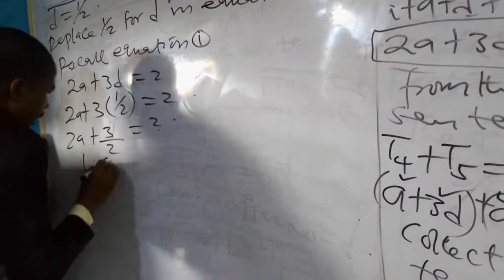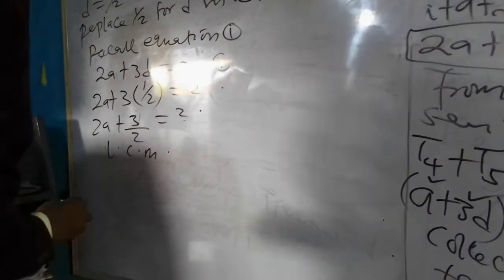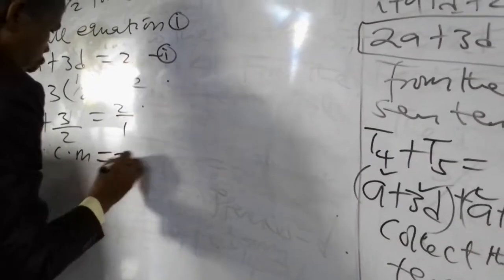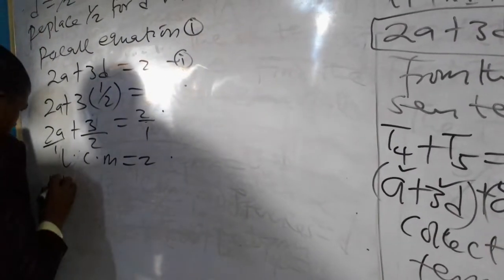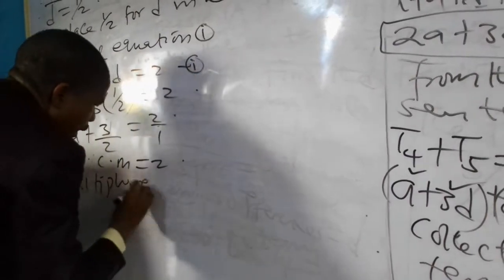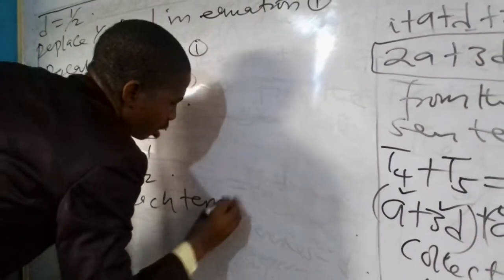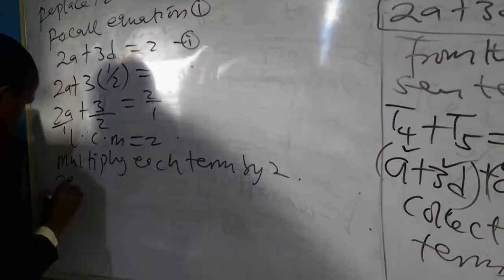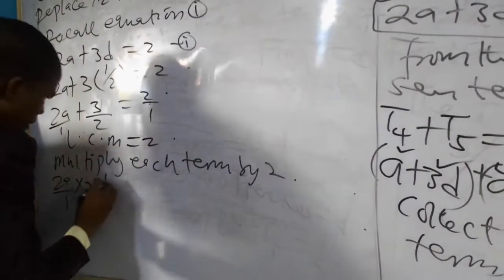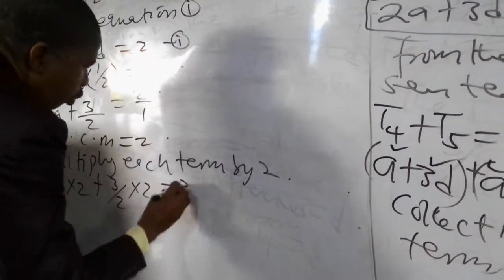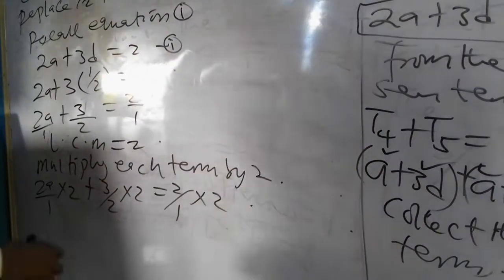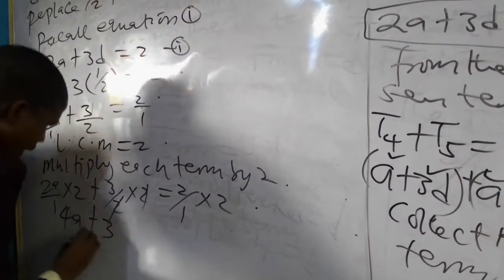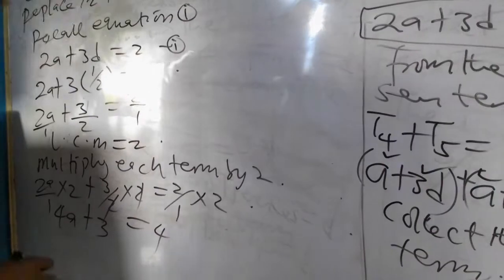You find the LCM. The terms are over 1, over 1, and over 2, so the LCM is 2. We multiply each term by 2. That is 2A over 1 multiplied by 2, plus 3 all over 2 multiplied by 2, equals 2 over 1 multiplied by 2. So 2 times 2 is 4A, the 2 cancels 2 to leave plus 3, equals 4.